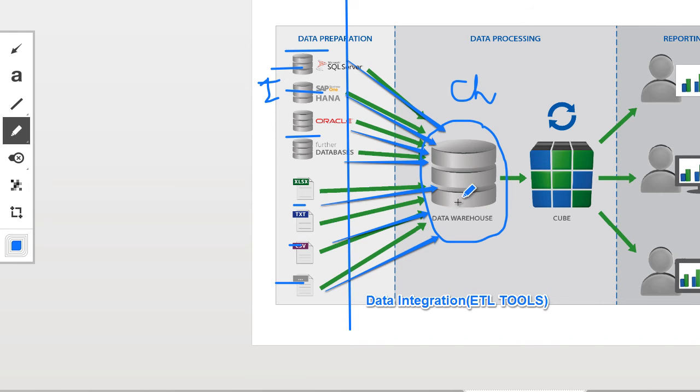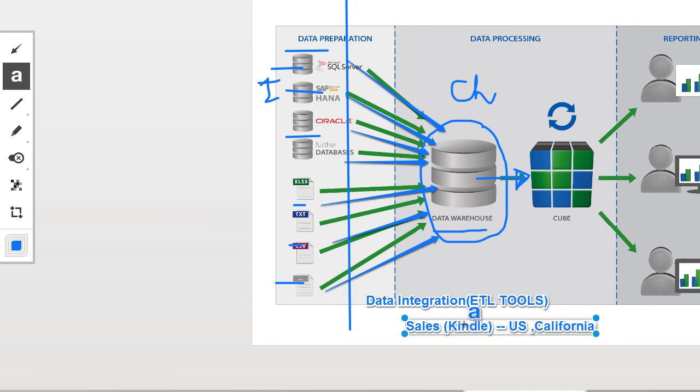Another integration point is once you have this data available in your data warehouse, you would like to move the aggregated data. Let's take the previous example: I wanted to see the sales of Kindle, my product, for US California. So I need to do an aggregation based on the California region. Pre-aggregated data I could put into my cubes. Cubes are nothing but a three-dimensional view of data. Say I have a sales figure over here. I would like to visualize my Kindle sales based on geography.